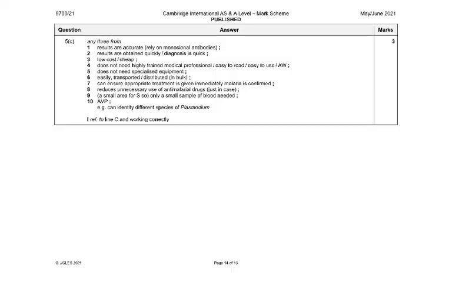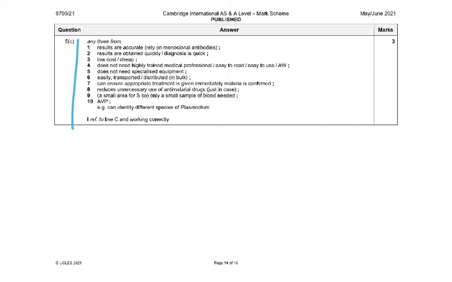Now if you look at the mark scheme for 5C: results are accurate, rely on monoclonal antibody, results are obtained quickly, diagnosis very quick. You don't have to do a blood test, put it under the microscope, put the slide, look at the slide, which is going to take a lot of time and need very professionally trained people. Then it is low cost and cheap, does not need highly trained medical professionals, does not need specialized equipment, easily transported, distributed in bulk, and can ensure appropriate treatment is given immediately when malaria is confirmed.